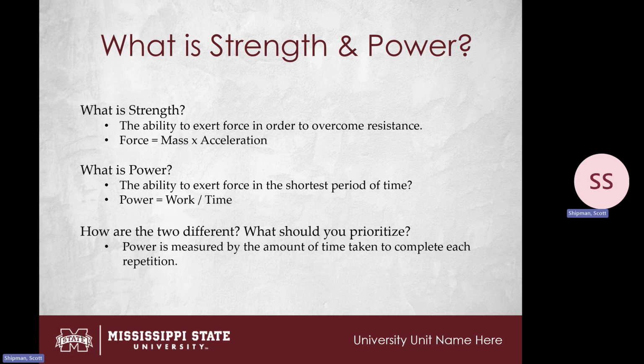How do we prioritize the two? I'd say it depends on the athlete, depends on the training age, depends on their injury history, and we'll get into that when we look at a little bit of needs analysis later. But that at least gives you an idea: strength is force equals mass times acceleration, power equals work over time. One is really focused on the amount of force we produce in the shortest period of time, whereas strength is really just being able to overcome high levels of resistance.